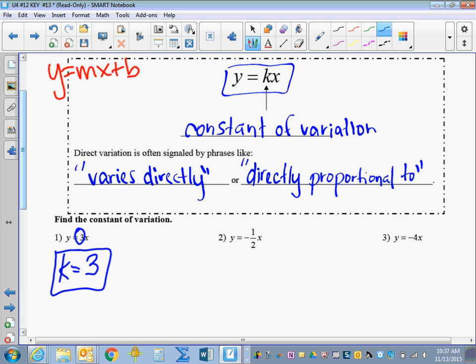Any volunteers for number 2? Naman, what's my constant of variation? Negative 1/2. Good. Make sure you keep that negative with it. Good job.